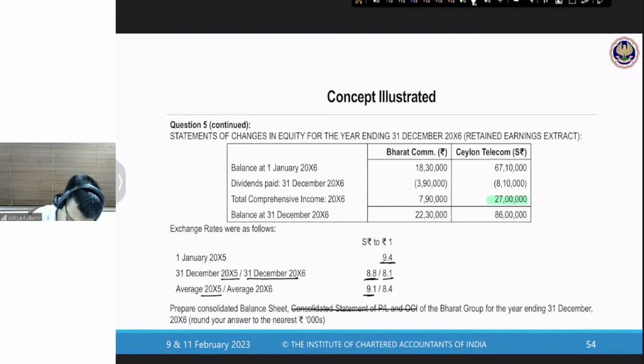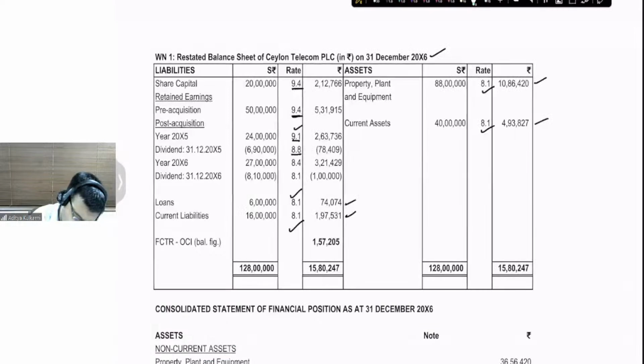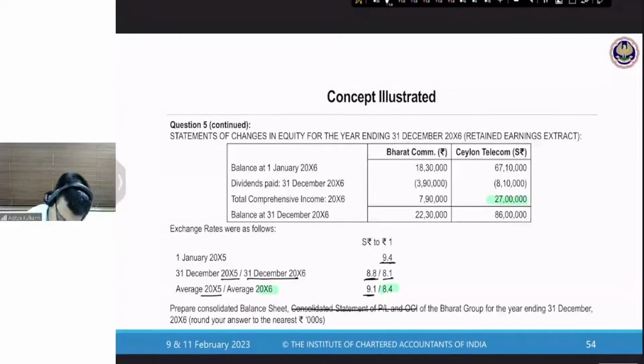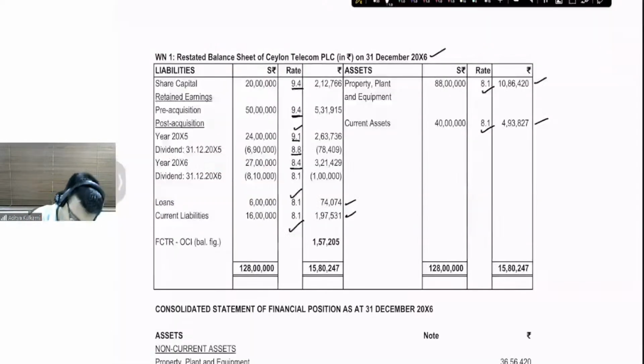So we convert using the average rate of 8.4. Again, dividend is paid on 31st December X6, of 8,10,000. So we convert using the rate on the date of payment.